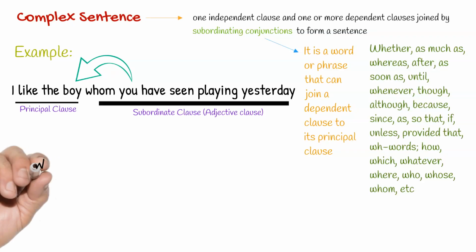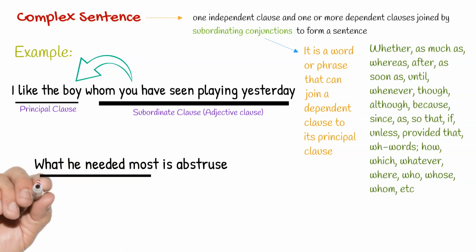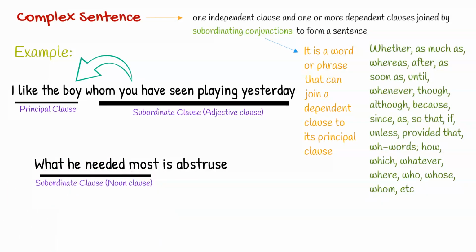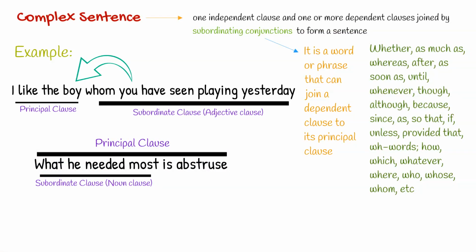Next. What he needed most is abstruse. In this sentence, "what he needed most" is the dependent clause as it cannot convey the proper meaning, and we need more information. This dependent clause acts as the subject of the finite verb "is", that is why it is a noun clause. The whole sentence "what he needed most is abstruse" is the principal clause.